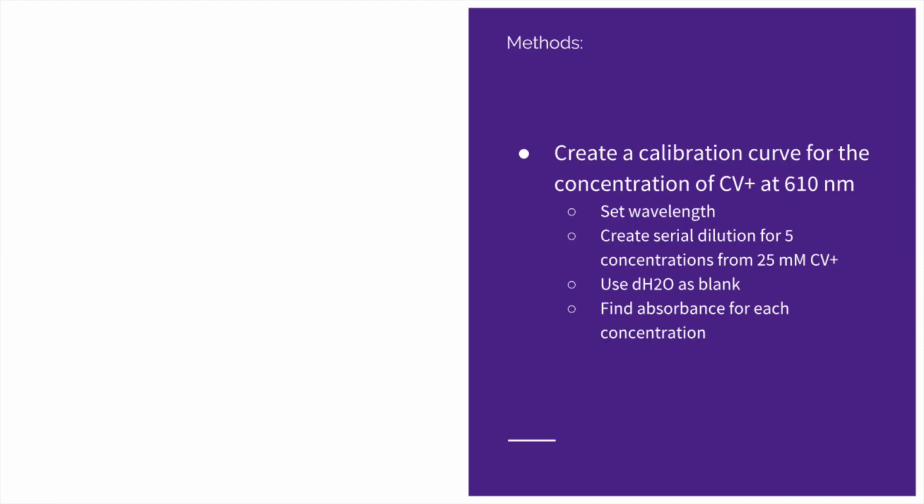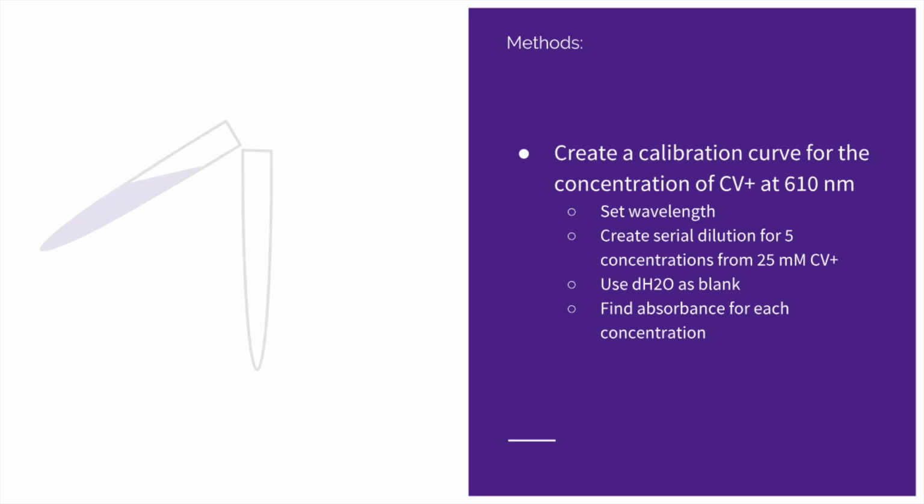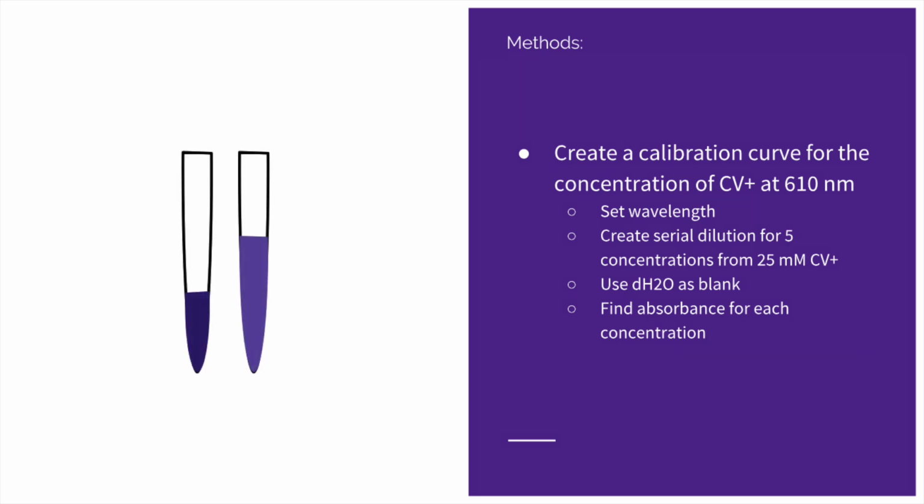To begin, you must set the colorimeter to 610 nanometers and use distilled water as a blank. The choice of distilled water as a blank will later be discussed. Now, for the concentrations of crystal violet you will use, you create a serial dilution for 5 concentrations, with the starting concentration being 25 micromolar. Find absorbance for each of the following concentrations.